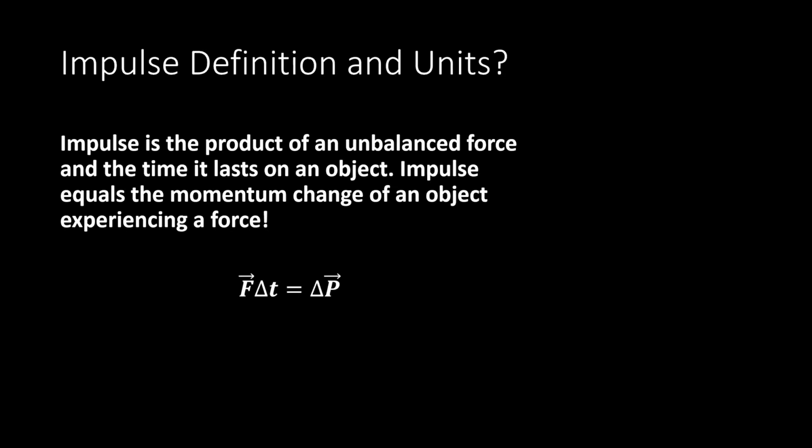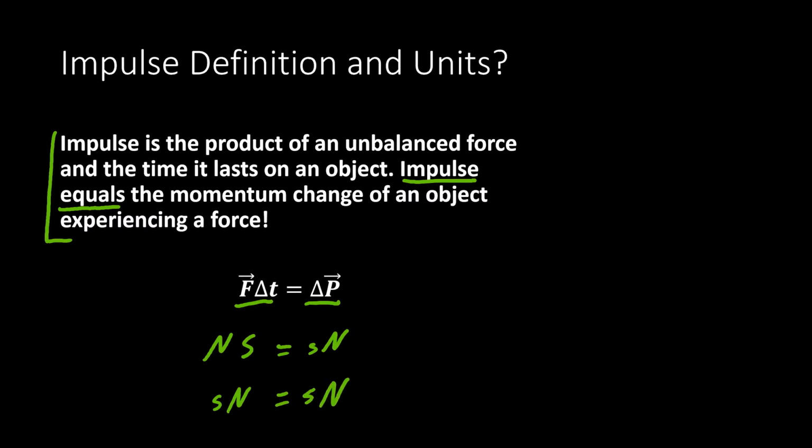Impulse is the product of an unbalanced force and the time it lasts on an object. Impulse equals the momentum change of an object which is experiencing that force. Okay, that is a critical understanding here. And if you look at the units, force is done in newtons, time is done in seconds. You can rearrange that very easily into newton seconds, which is what we have for our momentum. So just swapping the way they're multiplied, you can see that our units are exactly the same.